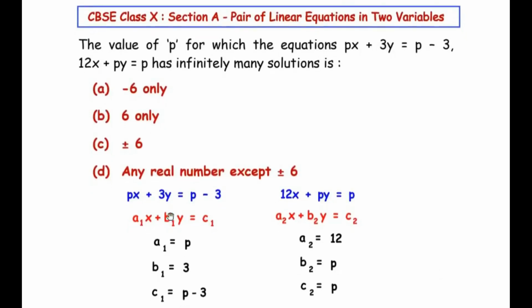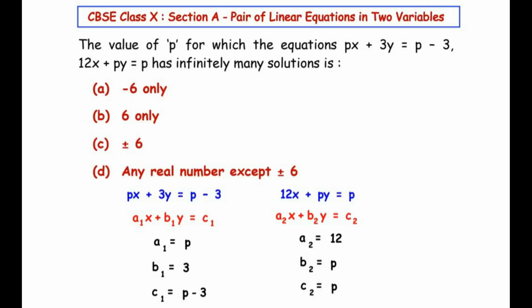So here the first equation px plus 3y is equal to p minus 3 can be written as a1x plus b1y is equal to c1. Now by comparison we can see that a1 is equal to p because both are coefficients of x. So here we have written a1 is equal to p. Now b1 is equal to 3 because both are coefficients of y, and c1 and p minus 3 are same because both represent the constants. Similarly, the second equation 12x plus py is equal to p can be written in its general form as a2x plus b2y is equal to c2. So by comparison we can say that a2 is equal to 12, b2 is equal to p and c2 is equal to p.